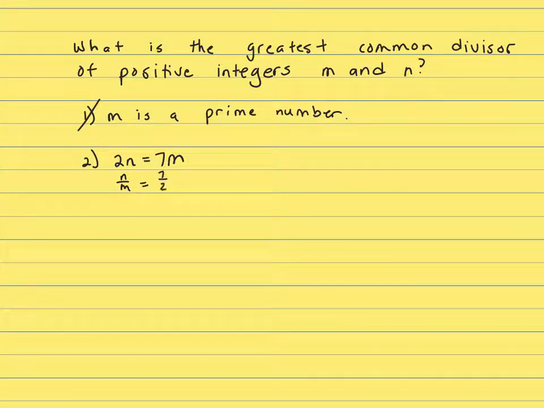2. Okay? All right, so if n is 7 and m is 2, then the greatest common divisor is 1.